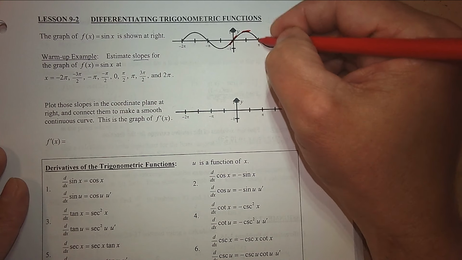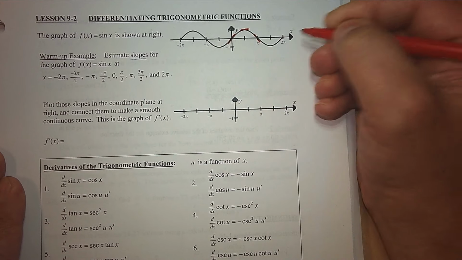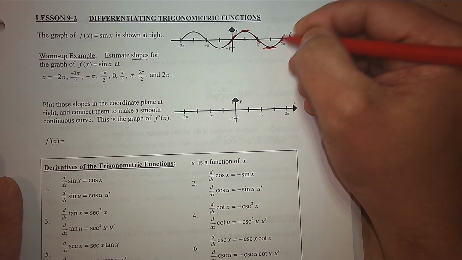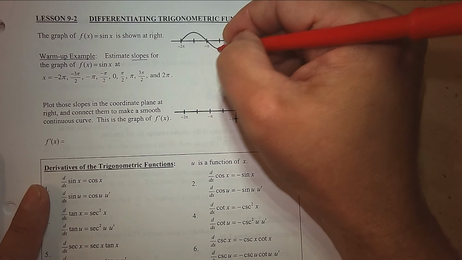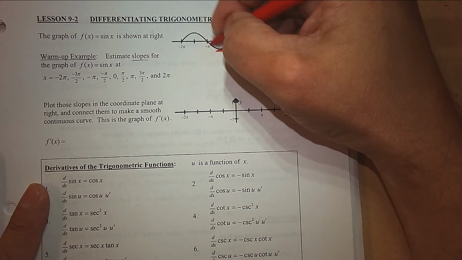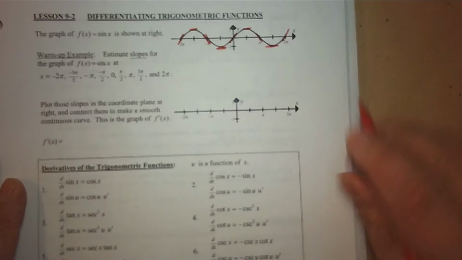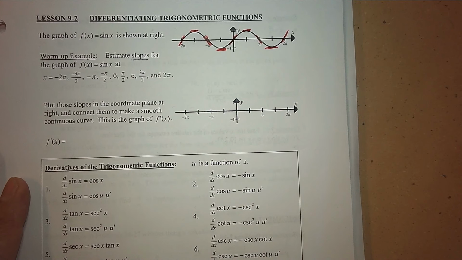What would you think the slope would be at pi? Negative 1. At 3 pi over 2, 0. And at 2 pi. Can you see how there's a pattern? Over here would be 0, negative 1, 0, positive 1. Now what we're going to do below is we're going to graph it, the slopes.